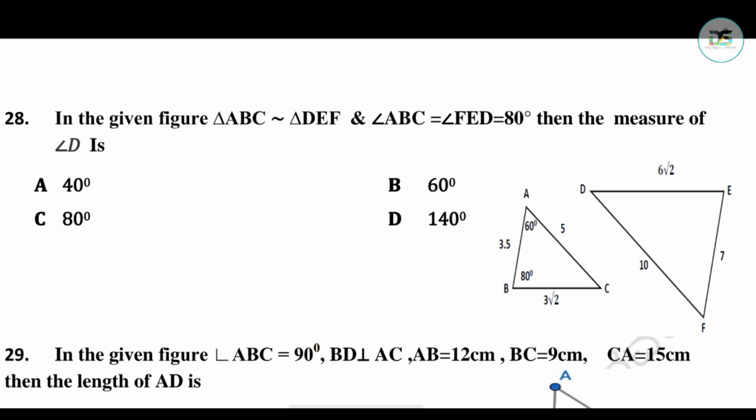To solve this question, you need to observe the figure carefully. Since it's given that triangle ABC is similar to triangle DEF, by CPST, angle A is equal to angle D. In the figure, it is given that angle A is equal to 60. Therefore angle D will be 60. So the right answer is option B, 60. So let's see the next question.